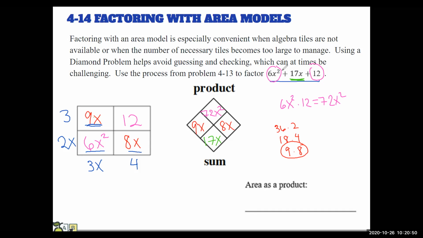So then 3 times 4 is 12. We're good. That works. So here is our factor written as a product in factored form. 3x plus 4 along the bottom and 2x plus 3 along the side.